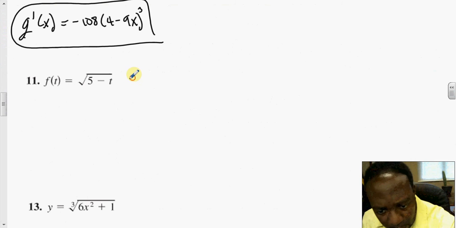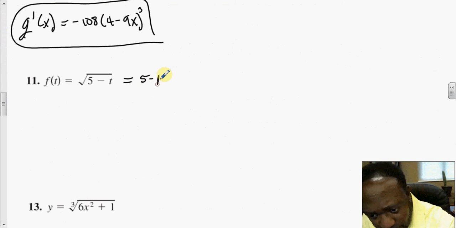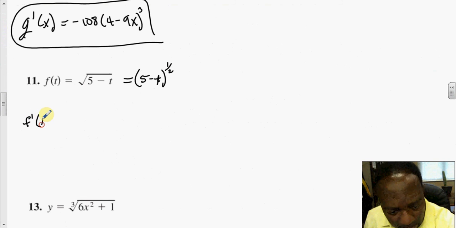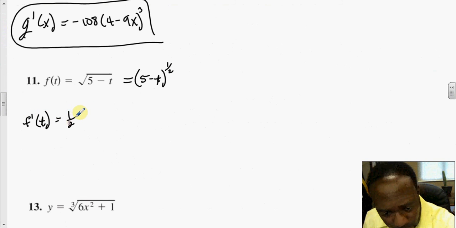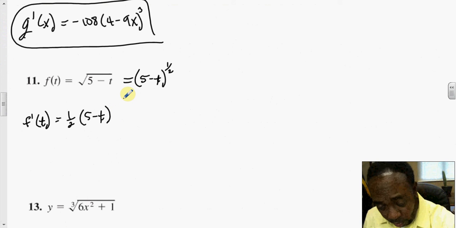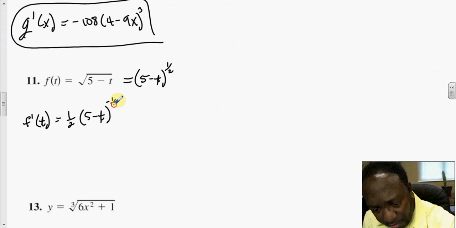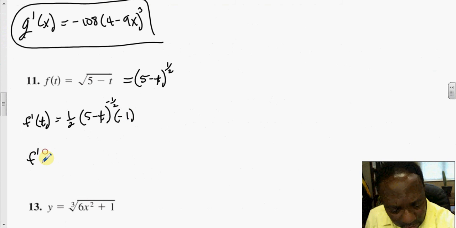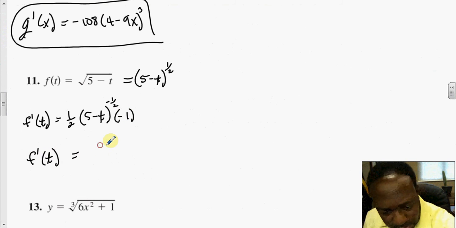Here, you write this as 5 minus t to the 1/2 power. So f prime of t is 1/2 times 5 minus t to the 1/2 minus 1, which is negative 1/2 power, times the derivative of 5 minus t, which is just negative 1. And so f prime of t is negative 1 all over 2 times the square root of 5 minus t.